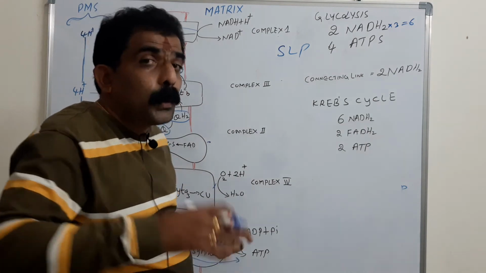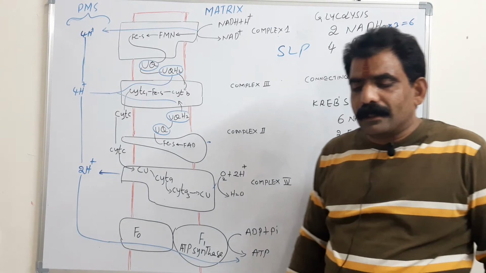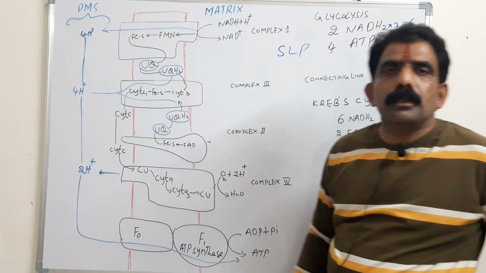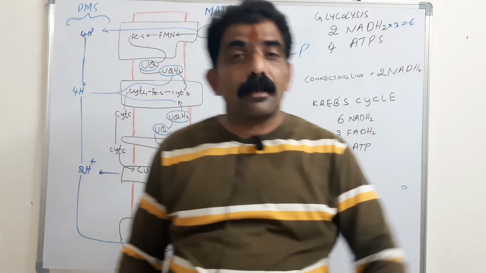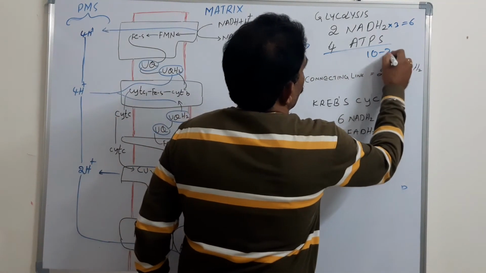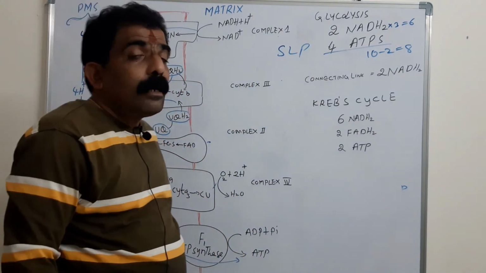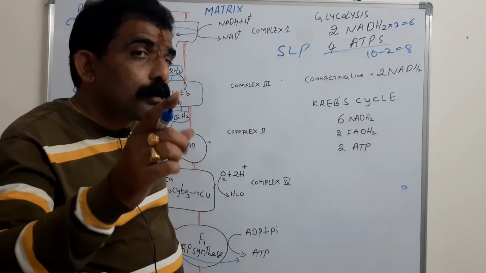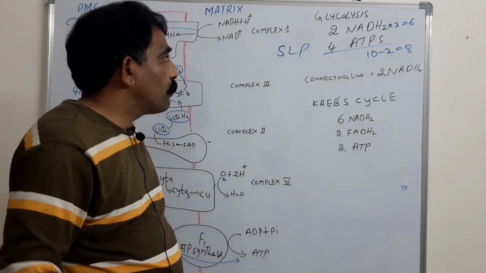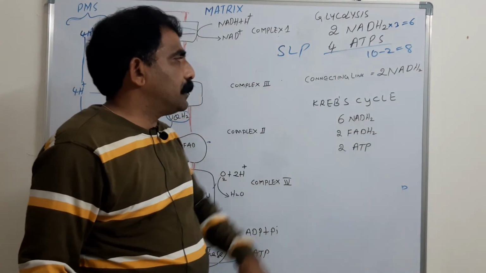From the 10, 2 are consumed in glycolysis. We have invested 2 ATPs: one is for the phosphorylation of glucose into glucose 6-phosphate, and the other is for the phosphorylation of fructose 6-phosphate into fructose 1,6-bisphosphate. So 10 minus 2 consumed, 8 is the net gain, if cytosolic NADH2 equals 3 ATPs. That is the malate aspartate shuttle, which I discuss in another video. In the malate aspartate shuttle, the net gain here is 8.